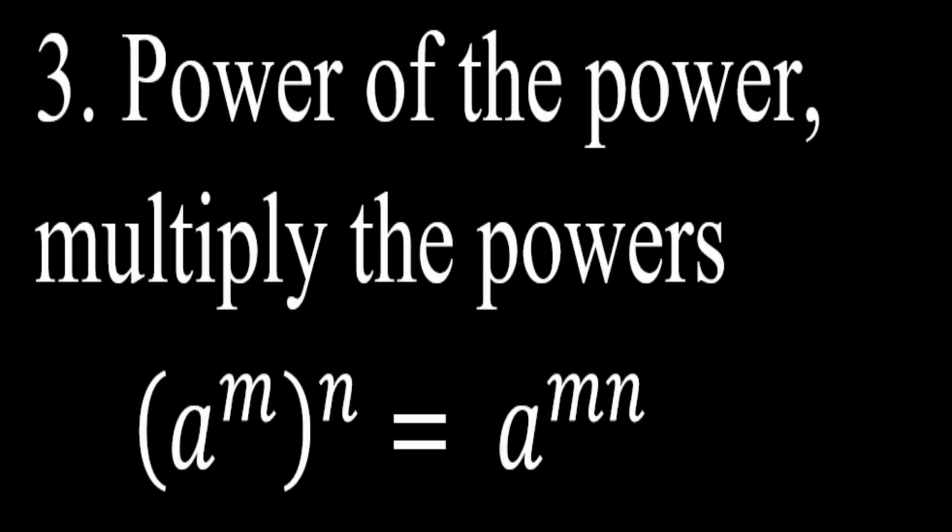The third one is when we have a to the power m and then brackets to the power n. That is what we call a power of a power. So what do you do to the powers? You multiply the powers. In other words, there you multiply m times n. What you get is mn. That is a to the power mn.